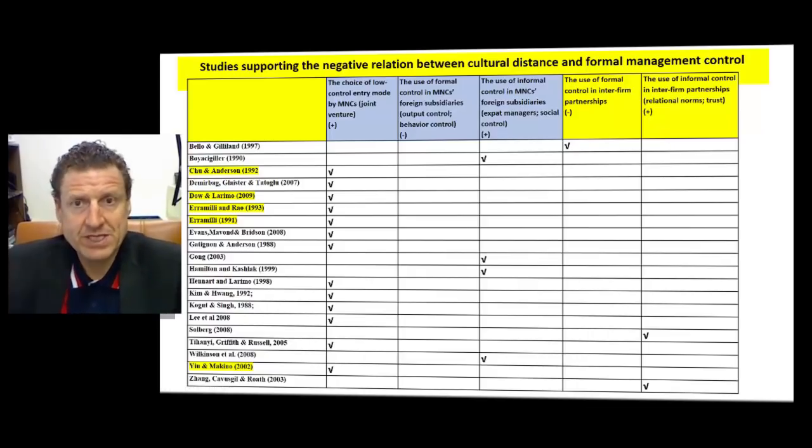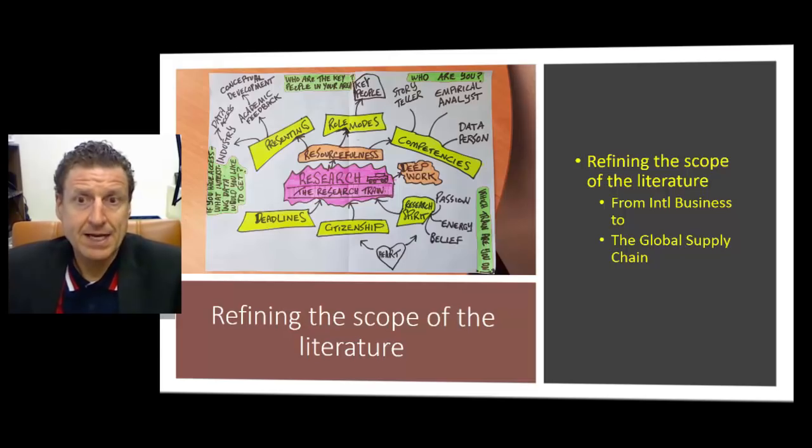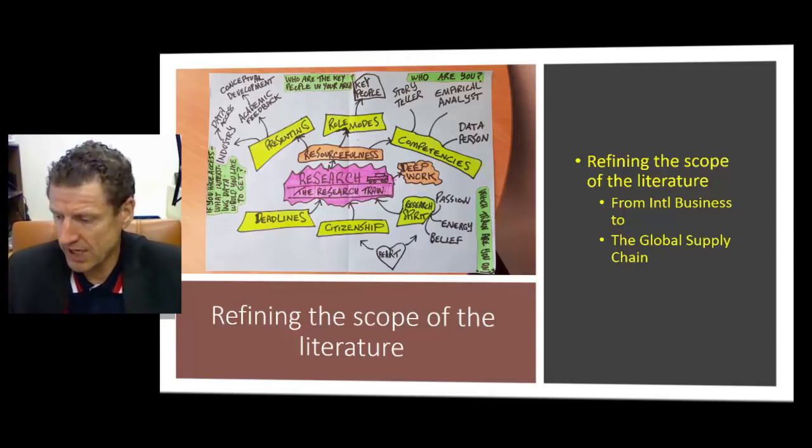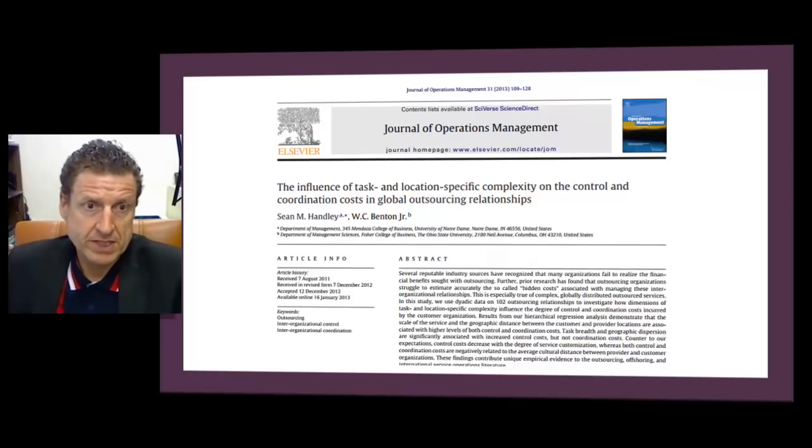So that's our first cut of the international business literature. And in some ways, what we found is that it is kind of out of context in what we are looking at, because the context of my study is the global supply chain. So let's have a look at the next step that we want to go to. That is, we want to refine the scope of the literature from international business to the global supply chain. And so here is a good study that has done something similar to what I'm about to show you, and it is Handley and Benton, Journal of Operations Management, 2013.